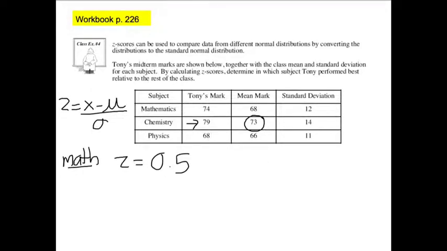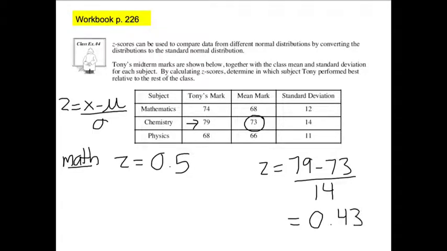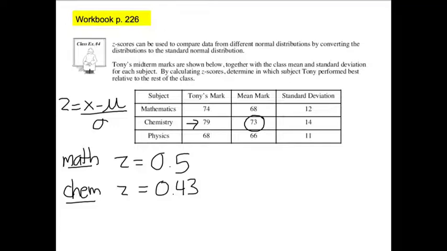On the other hand, we have chemistry. So chemistry is going to be 79 minus a class average of 73, all divided by 14. When you work that one out, chemistry is going to be at 0.43. Last but not least, we have physics.